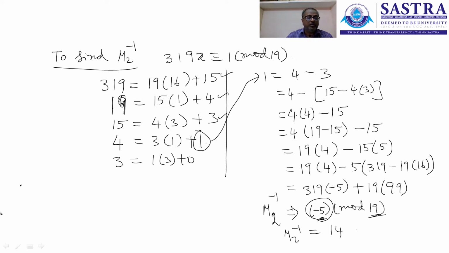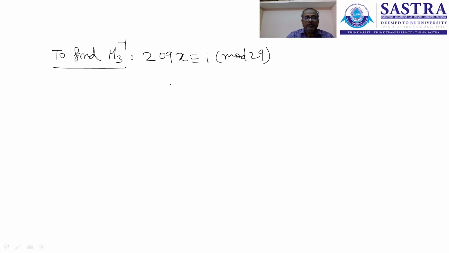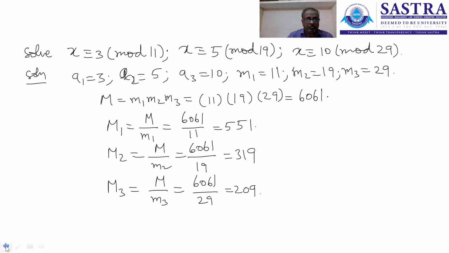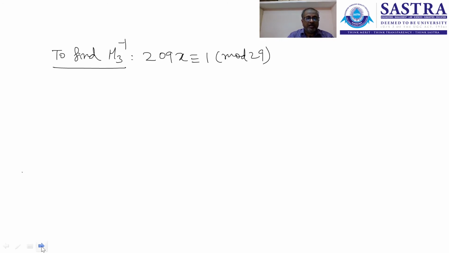Now what I have to do is find the value of M3 inverse. Okay, so now what do I get? To find M3 inverse, yeah, it is congruent to 1 mod 29. Okay, so now we have to check this. When you check this, you would have got M3 as 209 and the corresponding mod is 29. 209 x congruent to 1 mod 29.